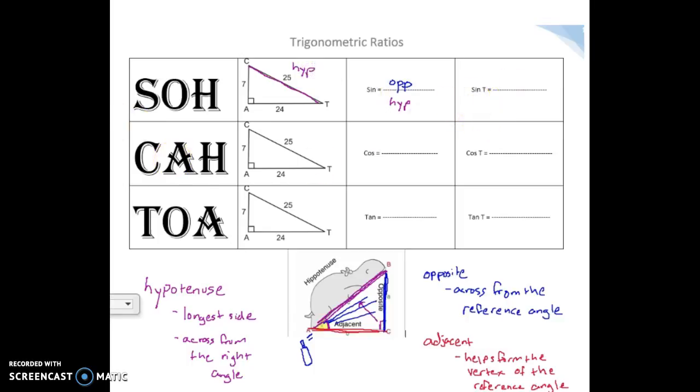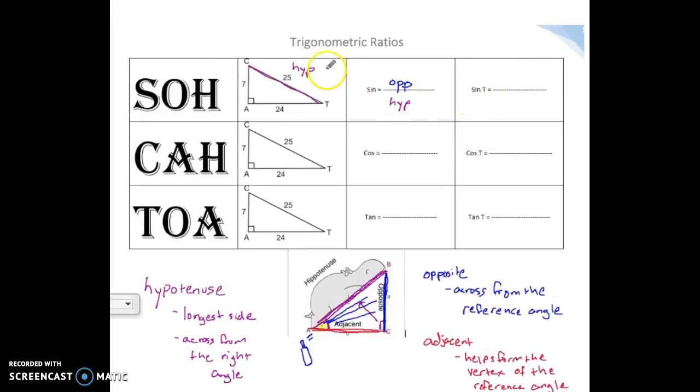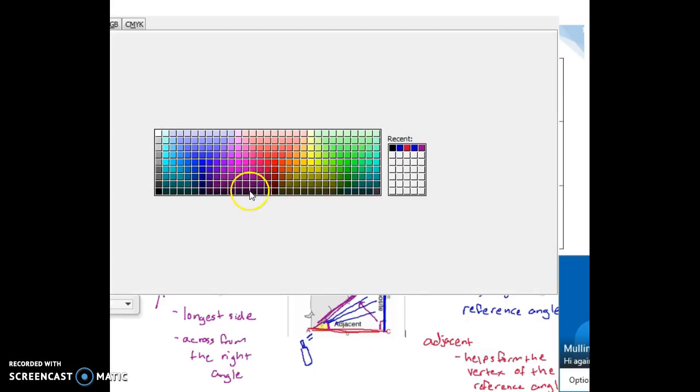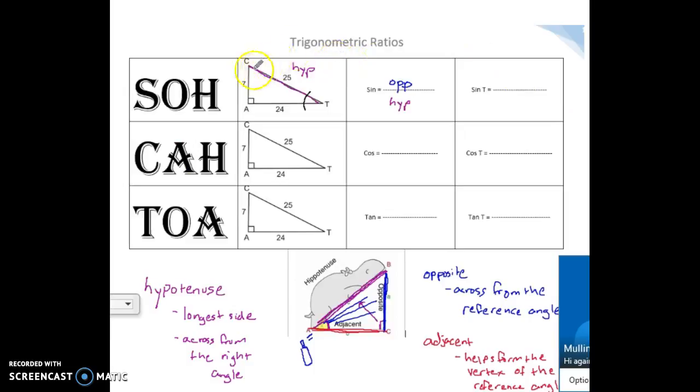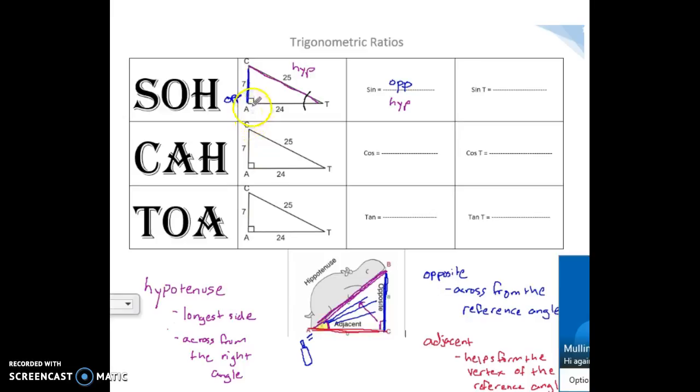And we're going to be talking about angle T over here. If you notice in the next column, we're going to do the example. So we're going to be finding the sine of T, which is this angle here. Well, if that's the case, my opposite side is going to be this blue one over here. And so I'm going to label it opposite. And then this guy here is the adjacent.